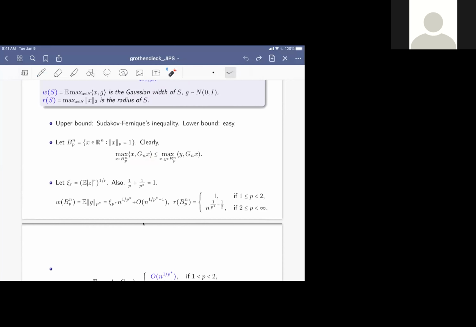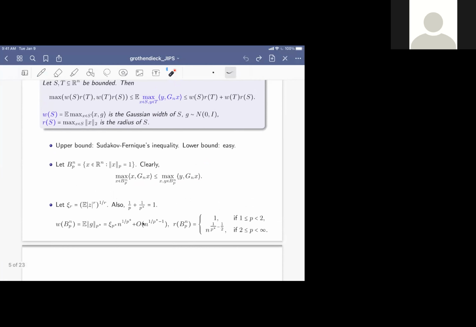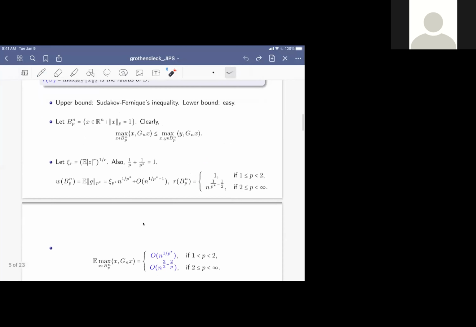Now, we can bound this quadratic form in terms of the maximum of the bilinear form, and then take the expectation and apply Chevet's inequality. So to come up with the upper bound, we just need to compute the Gaussian width and the L2 radius of the unit Lp ball. And that's a very easy computation. The Gaussian width scales like n to the power 1 over p star. And also the L2 radius is extremely simple to compute.